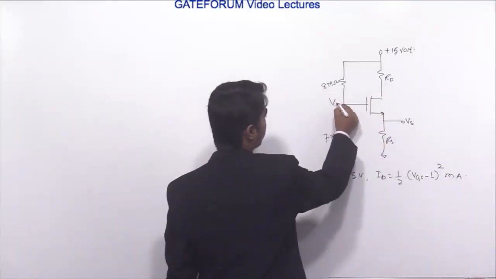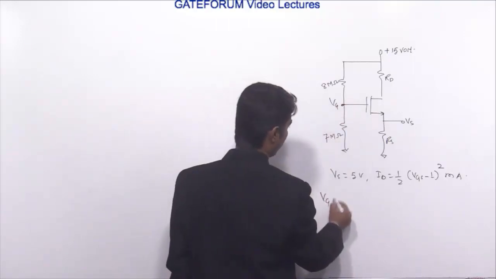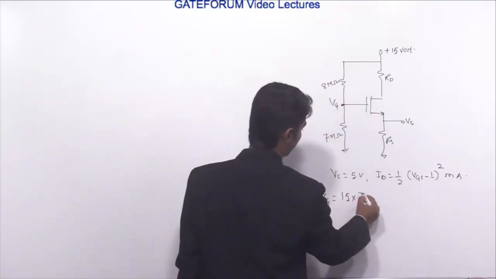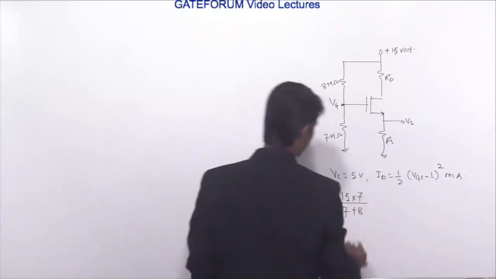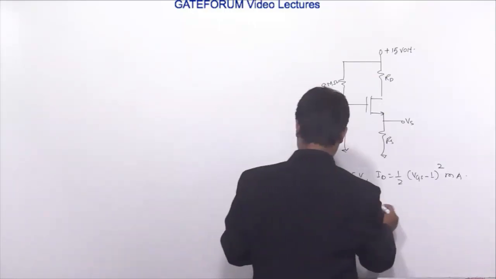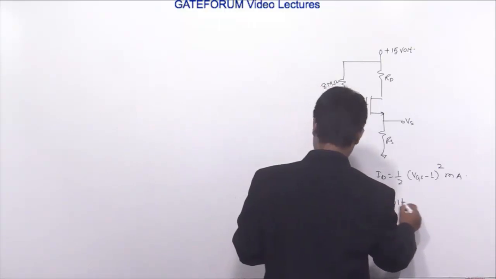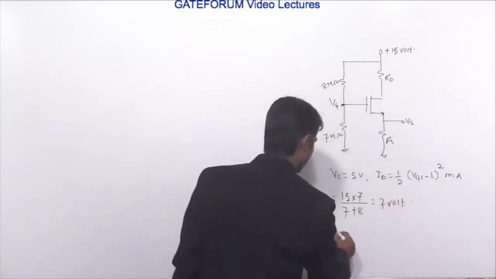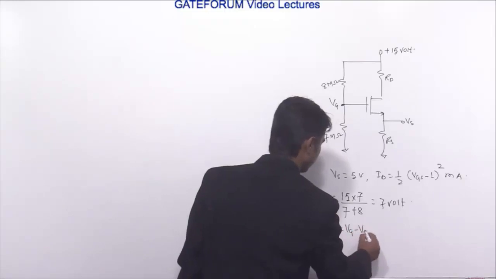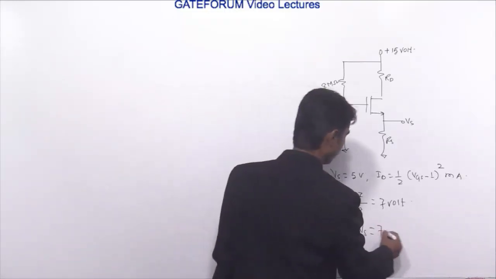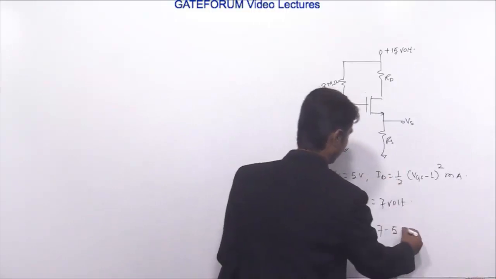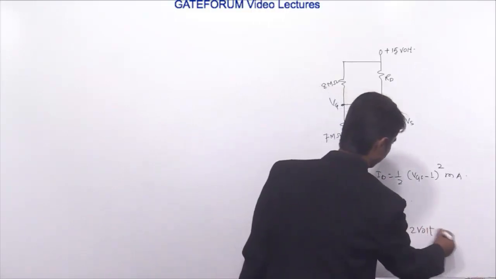See, this point will be the VG, and the VG will be 15 into 7 mega ohm in 7 plus 8. Mega gets cancelled, it will be 7 volt. Then we know that VGS equals VG minus Vs. VG is 7 and Vs is 5. Therefore, it will be 2 volt.